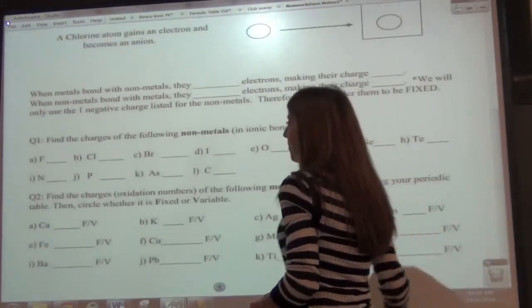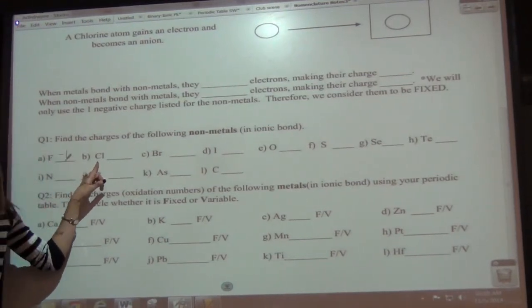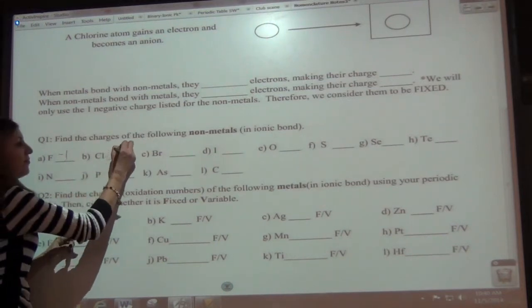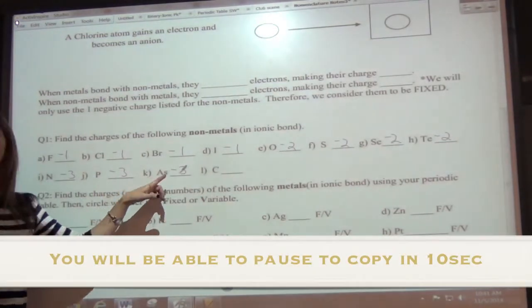So we're going to start at the back. The first one is F. What I want you to do is find fluorine on your periodic table, and what charge did we write on the top of that group or that family? -1. Perfect. All right, next person. What do you have for Cl? What does it say above the group Cl? -1. Awesome. Br. -1. And carbon. -4.